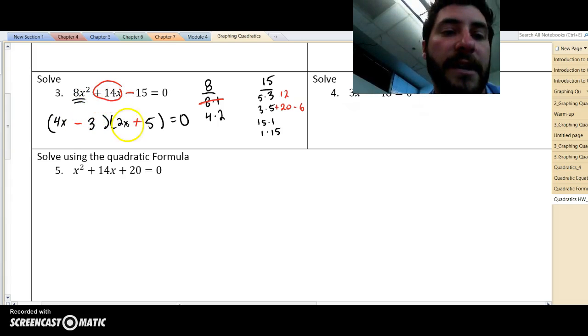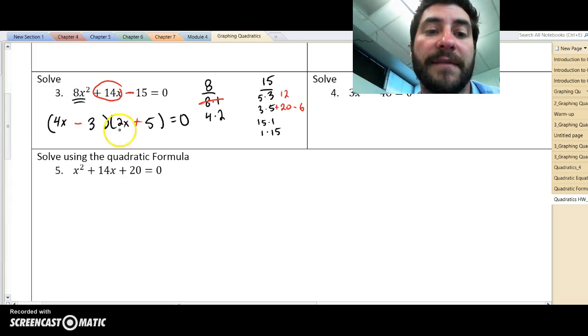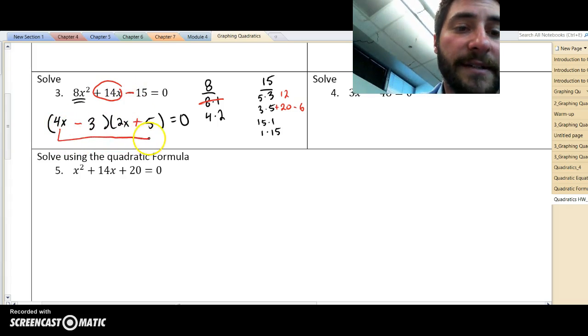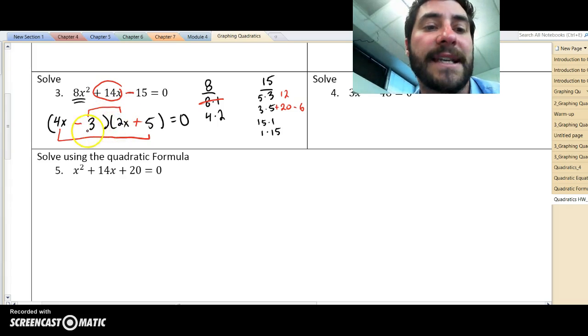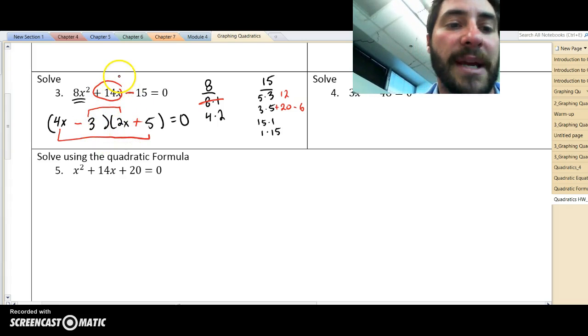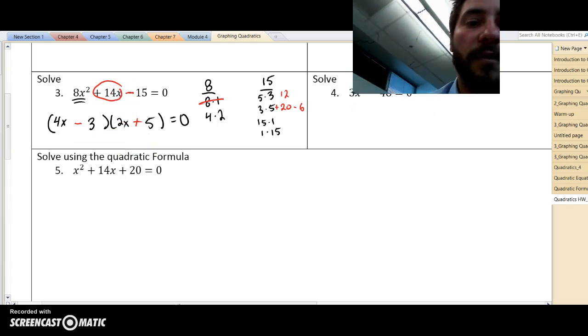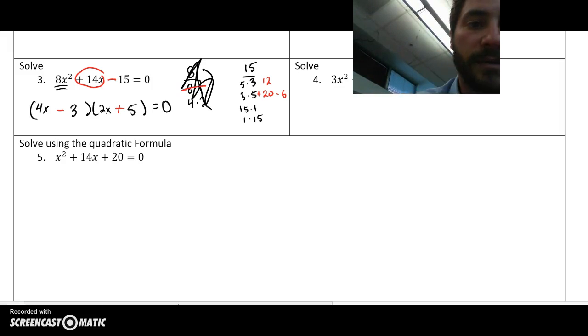We're not quite done yet. All right, 4x times 2x's do make 8x squared. Negative 3 times positive 5 makes negative 15. And if I take the outsides, that's 20x's. And the insides, that's negative 6x's. Those do combine to make 14x's. Now I just need to solve. Whoa, that's not correct. Let's get that eraser. Alright.